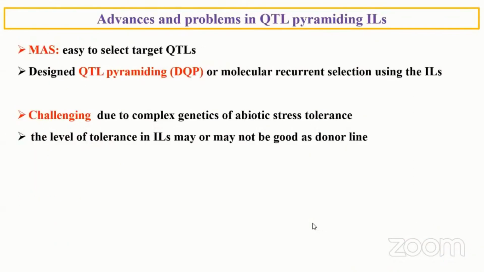Several breeding approaches, from conventional breeding to molecular breeding approaches, have been utilized by researchers to develop salt-tolerant rice varieties. Marker-assisted selection makes it easy to select target QTLs, but it is challenging due to the complex genetics of abiotic stress tolerance.